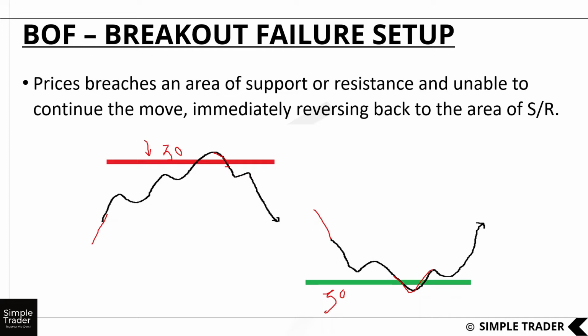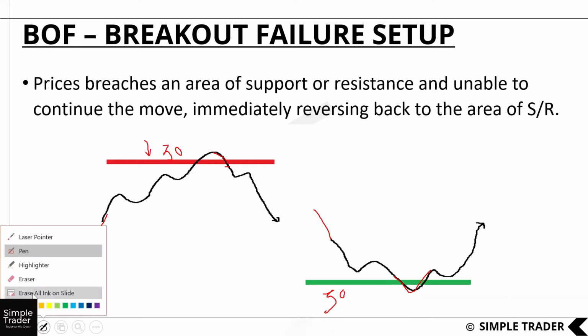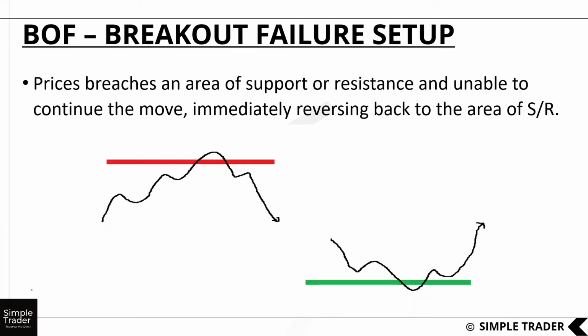Within 2 candles could be very good. So if it takes more time, if it takes 3 candles, 4 candles, 5 candles, don't consider that as a BOF setup. So an immediate reversal, 1 candle or 2 candles, could be a good high probable breakout failure setup, right? So this is for intraday, and this applies for all your time frames.